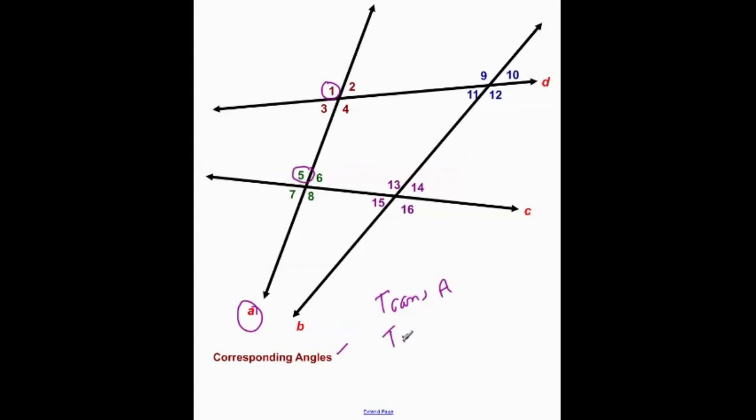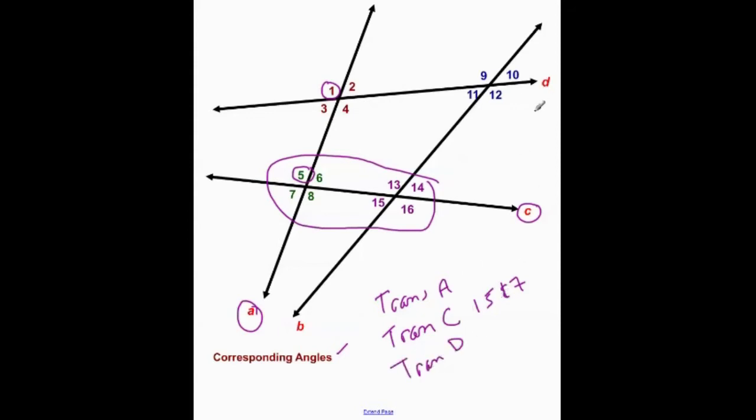But we also have other transversals. I could say transversal C, and I'm going to try and wrap this up soon. Here's transversal C. Crosses these 2 lines. That means we're looking at this group right here. And if I say corresponding angles, it would be 15 and 7, and so on. If I had said transversal D, I would say 12 and 4, and so on.